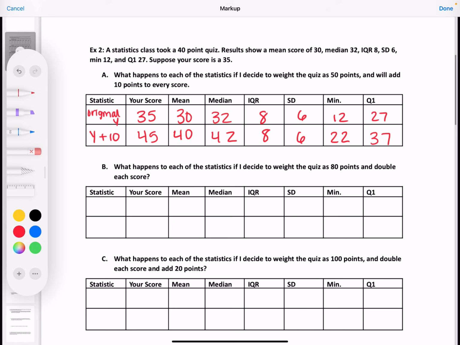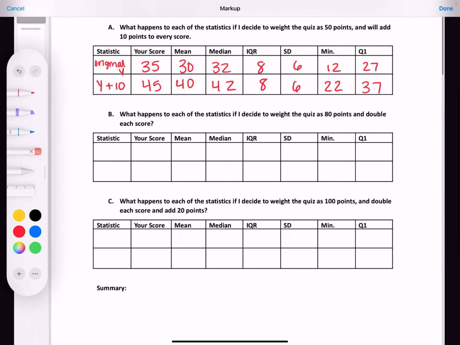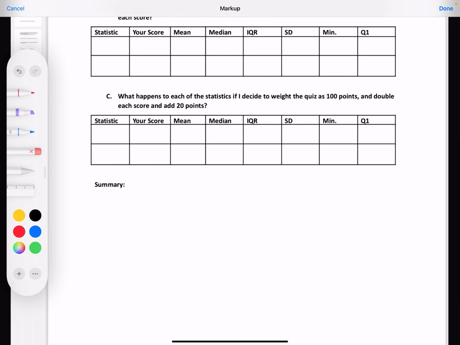Down at the bottom of your page, you see where it says summary. We're going to go down there and we're going to note a few things before we do the next two, so that you already have the information that goes with it.